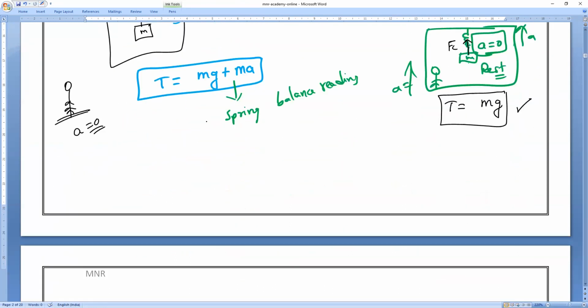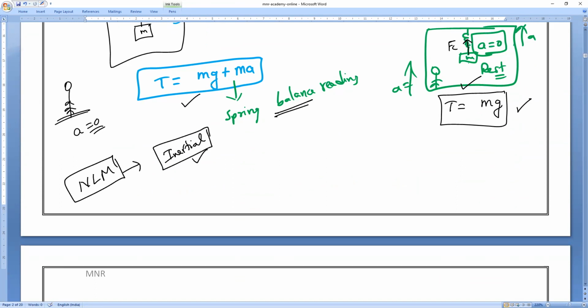Then if you go to the lab, which is the actual reading? What is the correct spring balance reading? Either this one or this one. We all know that NLM, Newton's laws of motion, is applicable only for which case, inertial or non-inertial? It is for the inertial frame of reference. So keep it in mind. This is the actual reading in the lab. Wherever you go, this is the weight we are measuring, and the other is not the correct reading.